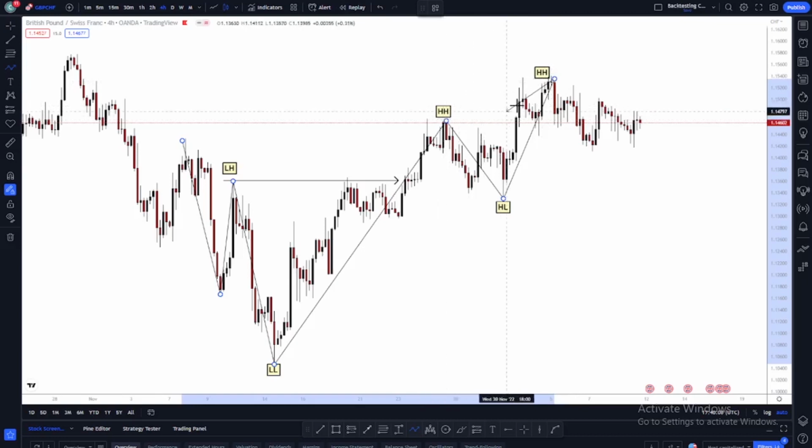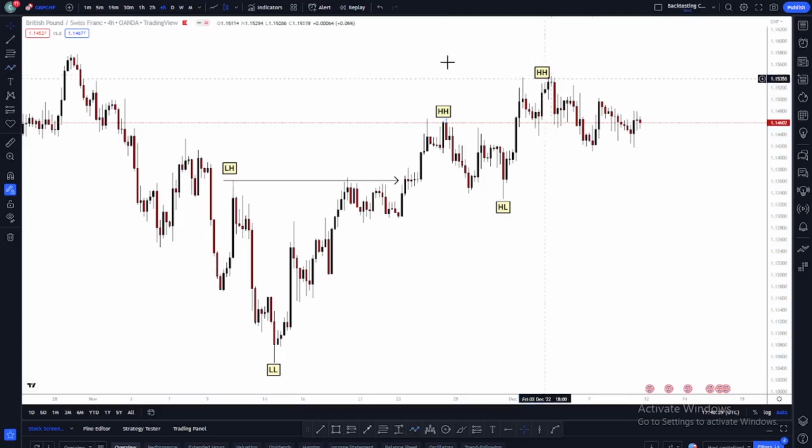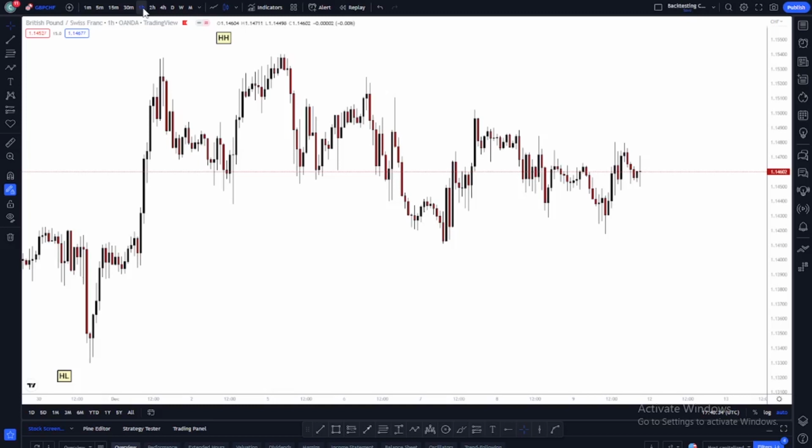Do you get me? So after price does this, what are we expecting price to do? We are expecting price to retrace a little bit or to give us a discount, so we continue back to the upside. Okay, so after price creates this higher high, what do I do next? I go to my lower time frame, which is the H1 time frame.